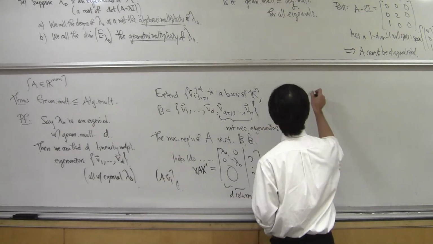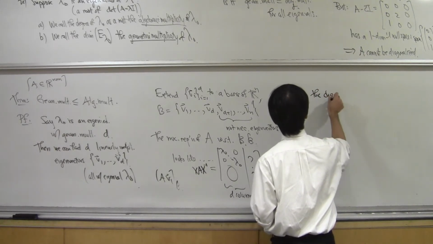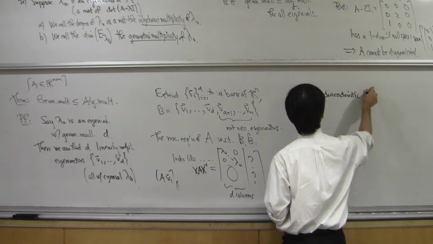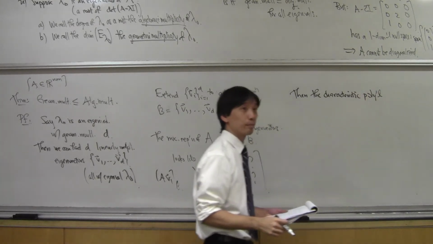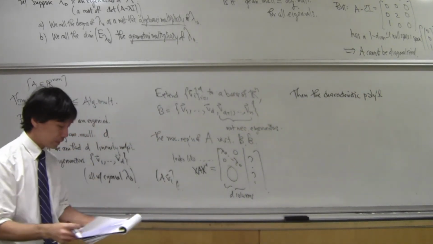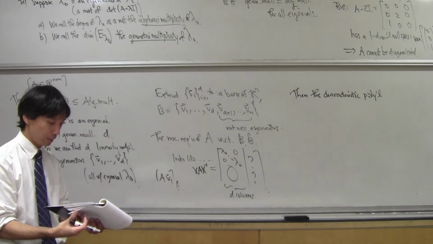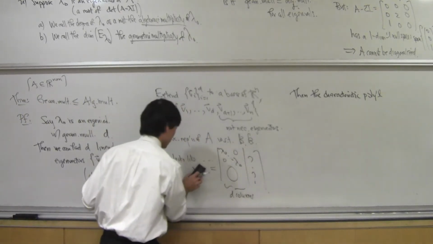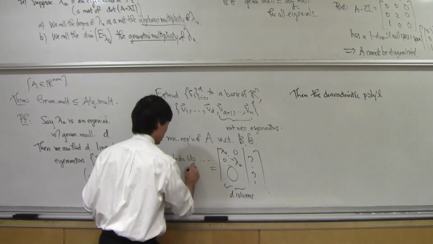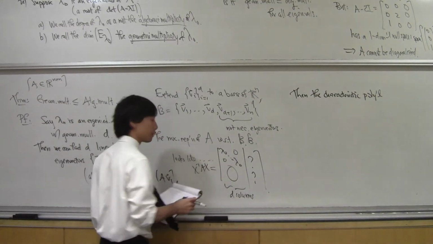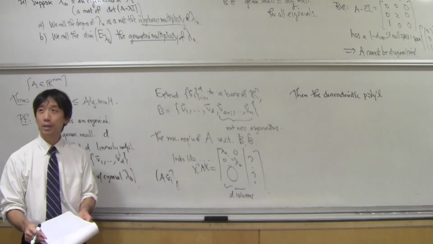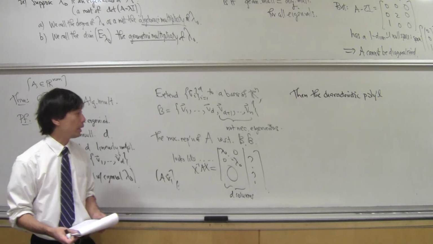So then the characteristic polynomial. Wasn't it like X inverse AX before? Did we switch it? Wasn't it X inverse AX? I don't remember. Yeah, I'm sorry. So yeah, X inverse AX.